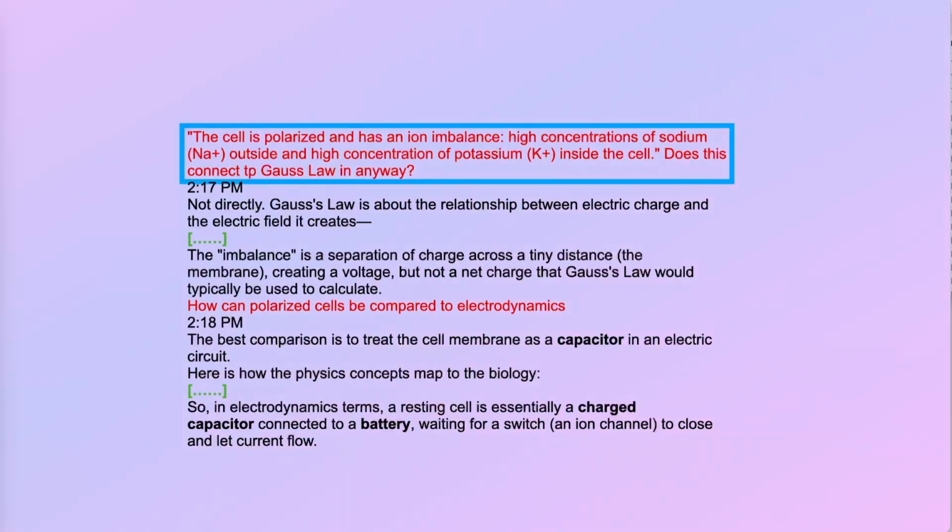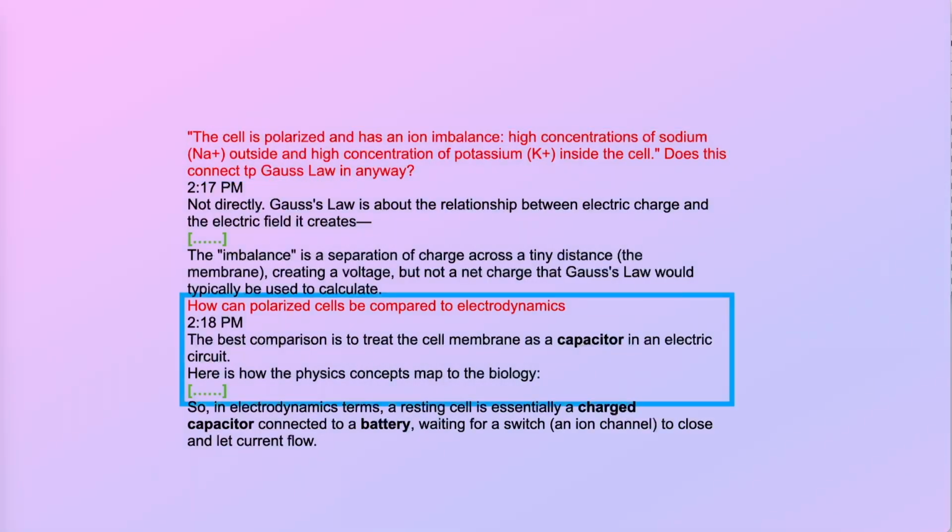This is one of the happiest moments of my teaching career. They took a quote, and they said, does this connect to Gauss's law in any way? Gauss's law is something we studied in class, so they're trying to connect this to their prior learning. They're trying to connect it to what they learned in AP Physics C. And same down here. How can polarized cells be compared to electrodynamics? They've got a scaffold, AP Physics C. They're trying to drape this new knowledge on top of that.